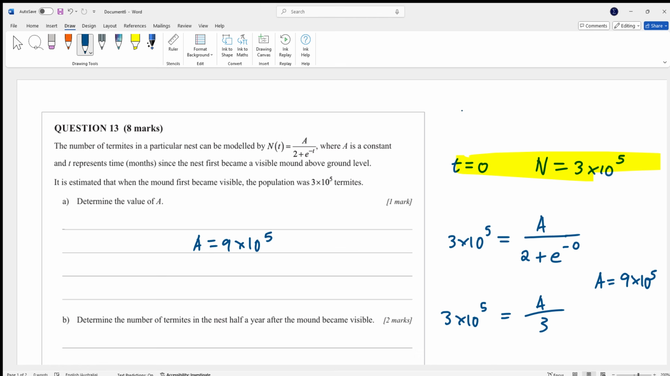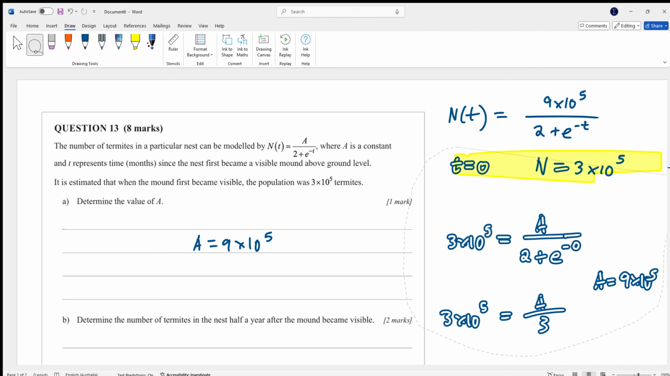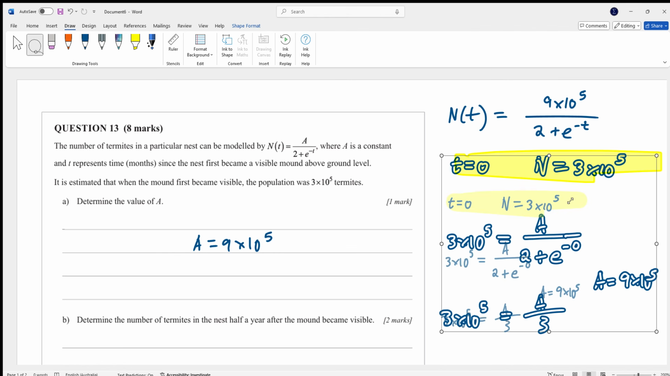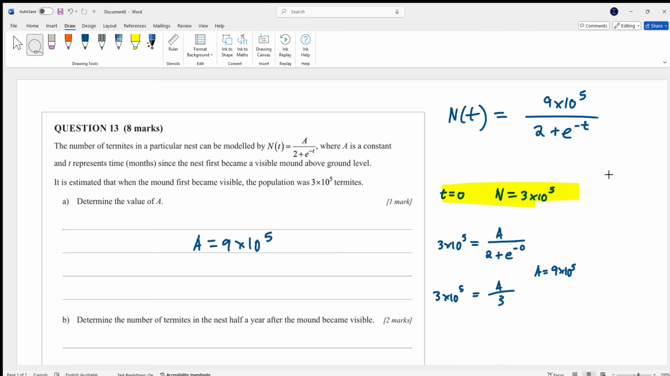Which means our actual equation for n of t, number of termites at a given time, would be this here. And we can use that to probably help us with the other questions. I'd say that's a pretty easy first question. If you're unsure about where the t equals 0 came from, it's because of this wording here, when it first became visible. If t is the months after it became visible, when it first becomes visible, we can assume that's when t equals 0. So that's where I've gotten that from.